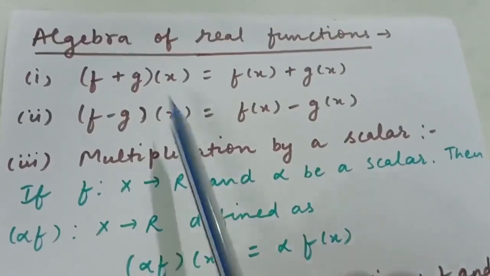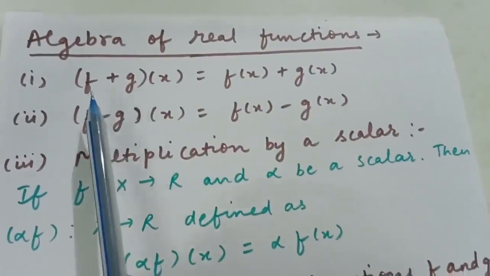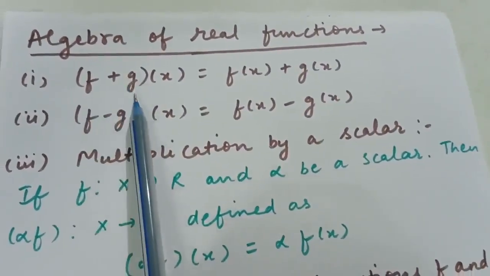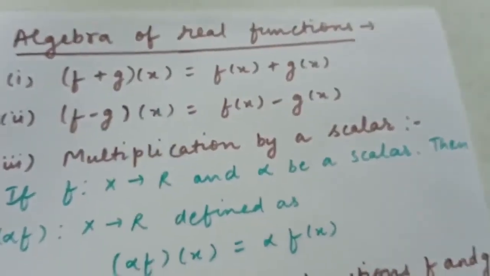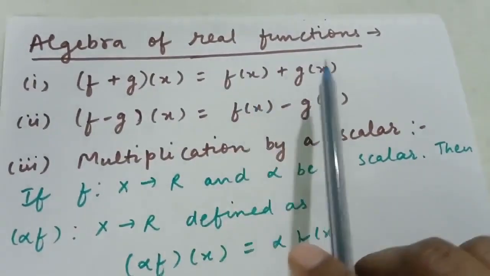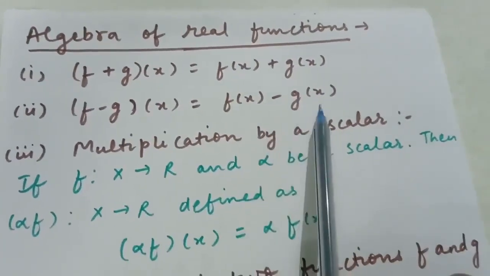Next topic is algebra of real functions. If two functions are given to us, then the addition of those functions, that is (f plus g)(x), is nothing but f(x) plus g(x). Their subtraction is f(x) minus g(x).